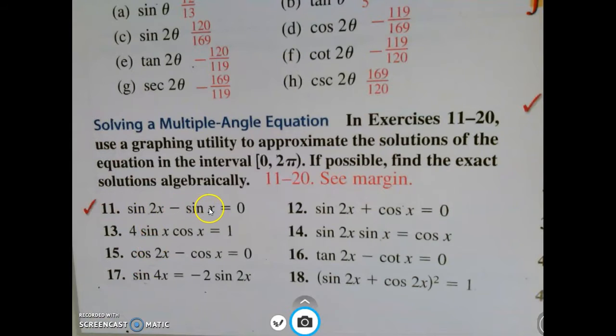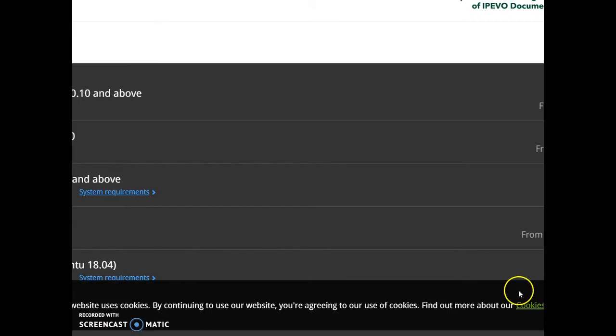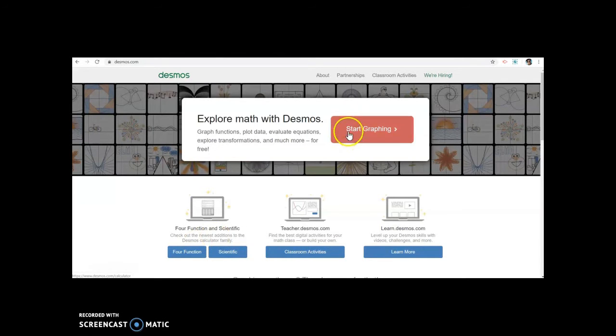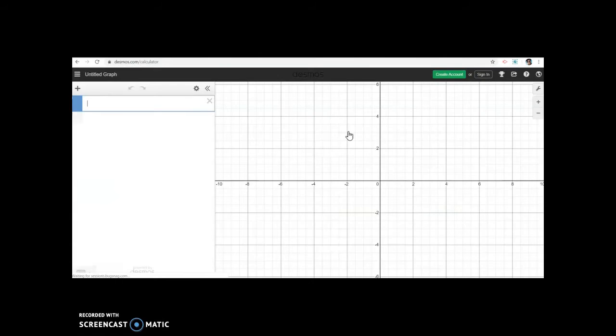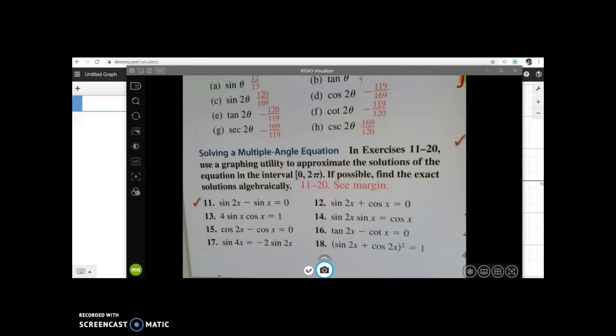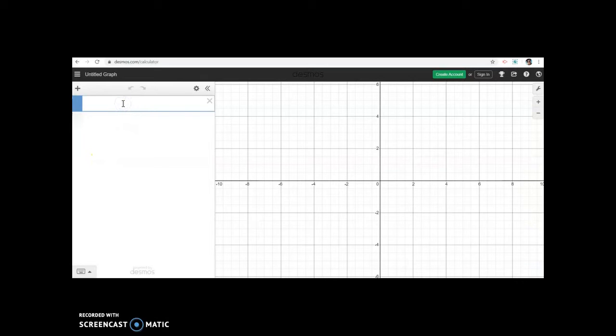Sine of 2x minus sine of x equals 0. Okay, I'm going to pull this up, and I'm going to pull up Desmos here. And I love this new screen here. So nice. So large. My new laptop. Let's go back to here. So sine of 2x minus sine of x equals 0. So how do you graph that? Well, y equals sine of 2x minus sine of x. Whoa, that's a funky graph. That's kind of cool in its own right.